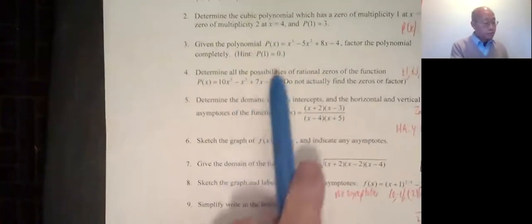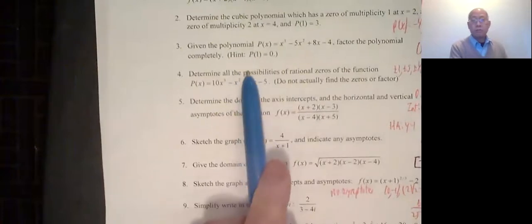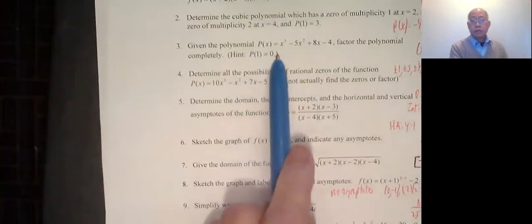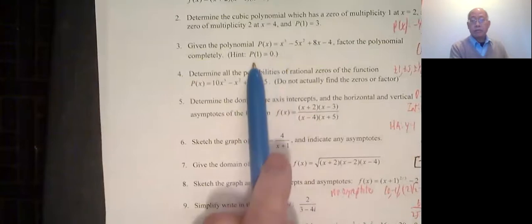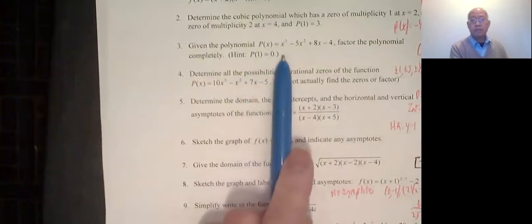Number 3, factor the polynomial. You're already told that p of 1 is 0. So once you bring it down to a second degree equation by plugging in the 1 and factoring out x minus 1, you've got a quadratic.